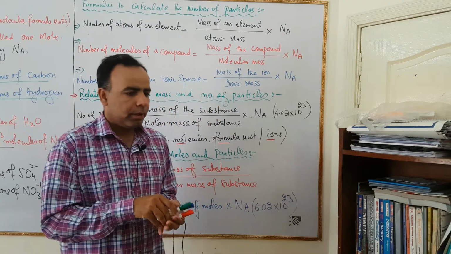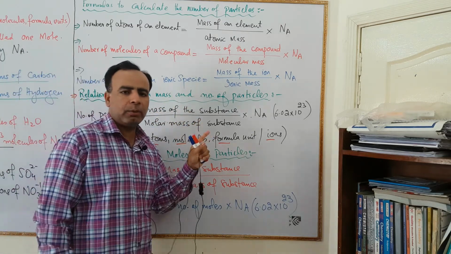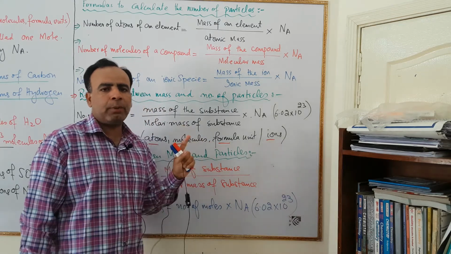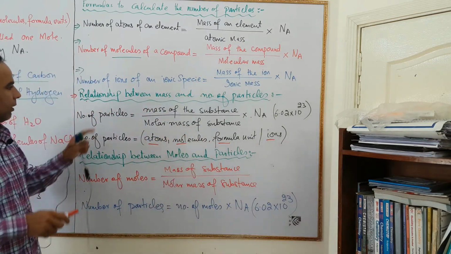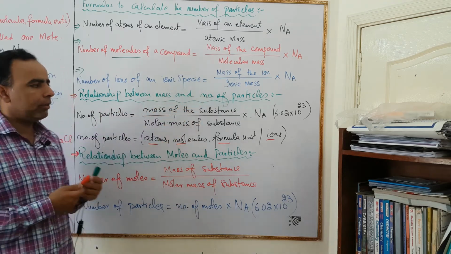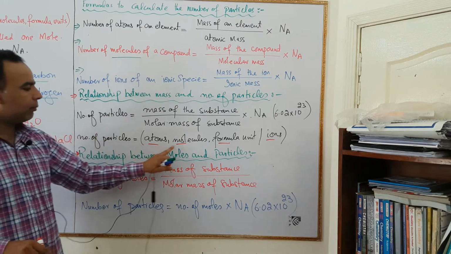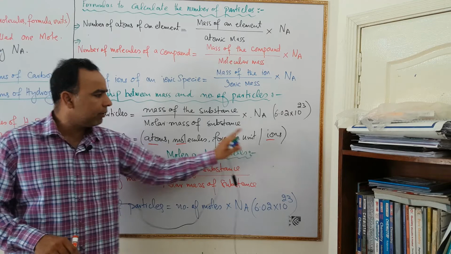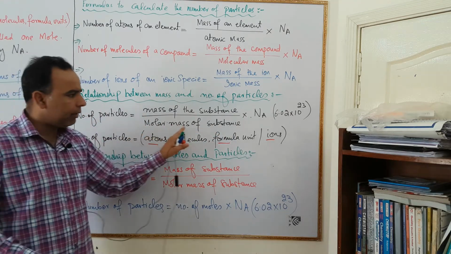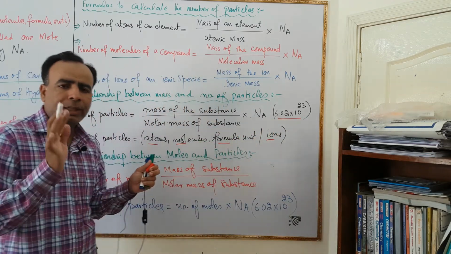My dear students, there are two formulas with the help of which we can find out the numerical problems and their solutions related to moles and Avogadro's number. First is the relationship between mass and number of particles. Dear students, its formula is: number of particles, that is atoms, molecules, formula units or ions, will be equal to mass of the substance divided by molar mass of the substance multiplied by Avogadro's number 6.02 × 10^23.